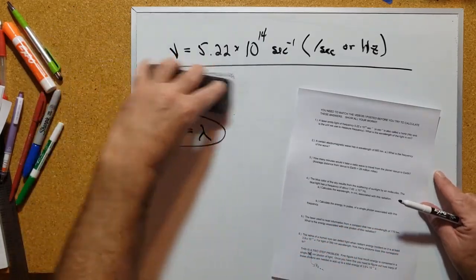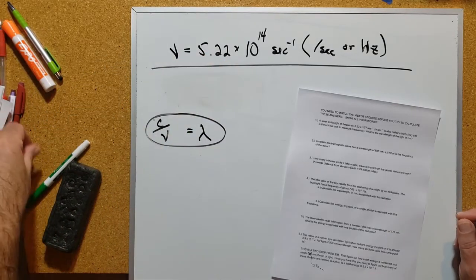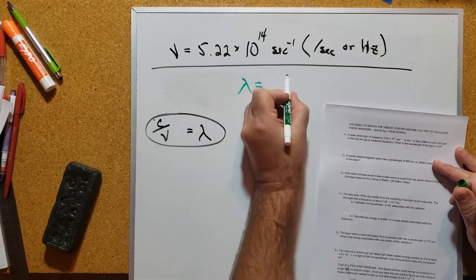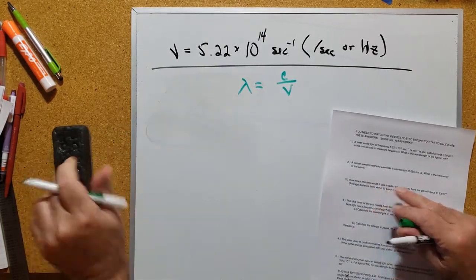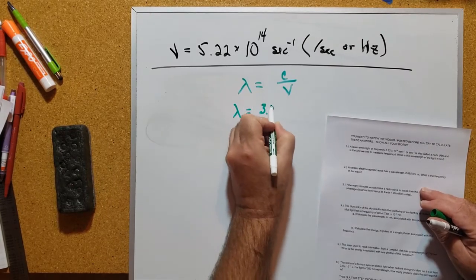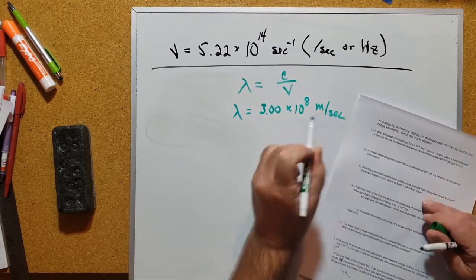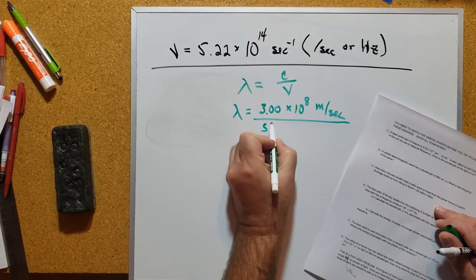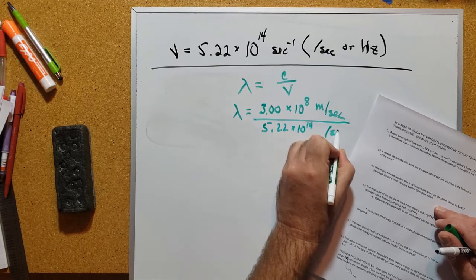All right, so let's sort of back up here a little bit and do it this way. Lambda is equal to c divided by nu. Lambda, the wavelength, is equal to the speed of light, which is 3.00 times 10 to the 8th meters per second, divided by the frequency, which is this number up here, 5.22 times 10 to the 14th per second.